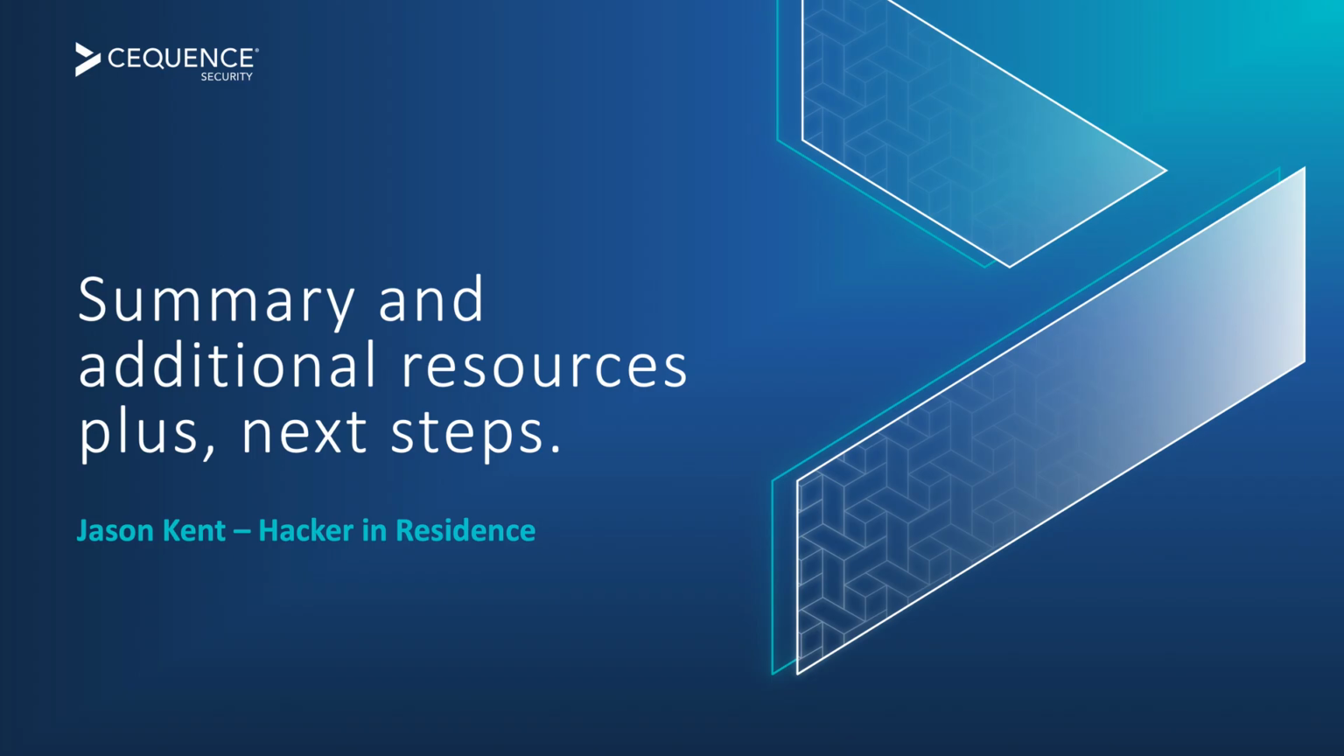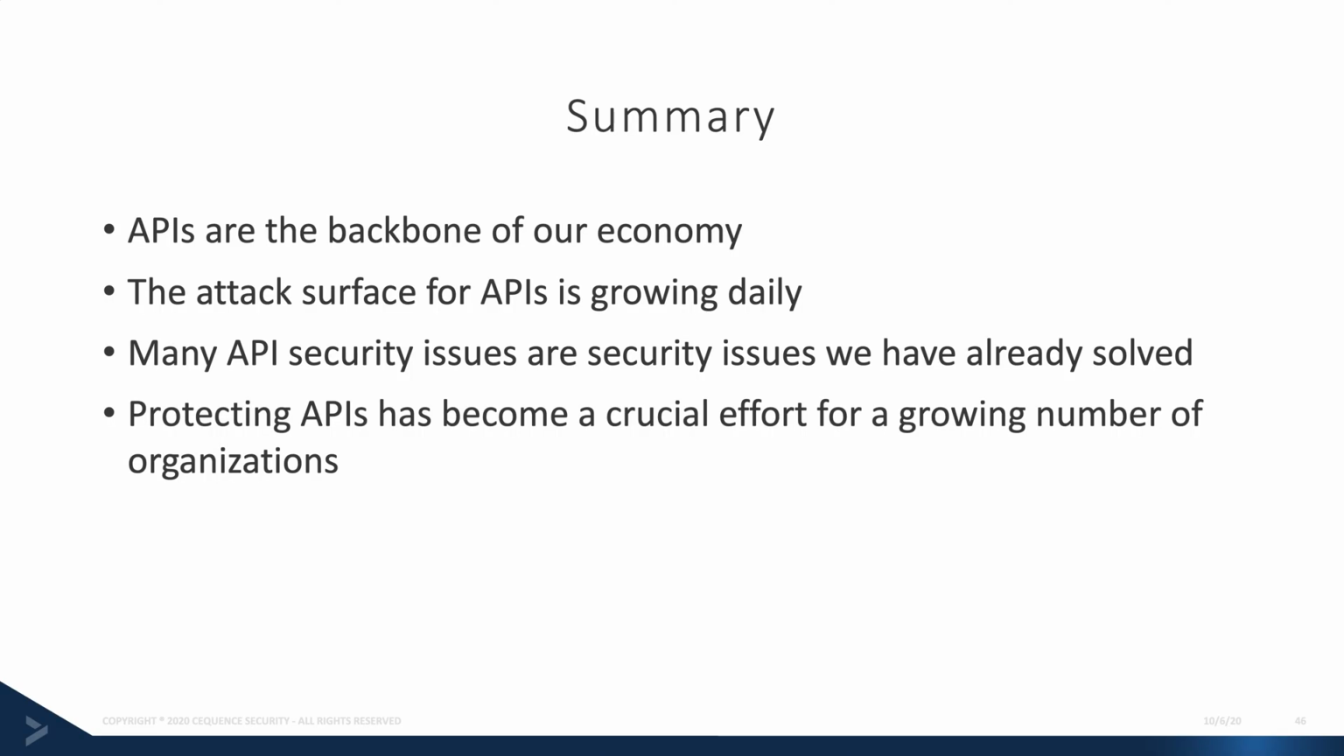All right, so wrapping up a little bit, APIs are becoming the backbone, if not already the backbone, of our economy. This API attack surface grows constantly at a very steady rate every day. Many API security issues are security issues that we've already solved. Like I said before, application security issues from the past are leaking forward into API security issues, and it seems like it's fairly easy to take care of these things. Protecting APIs has become a crucial effort for most organizations, especially if you're in the middle of a digital transformation.